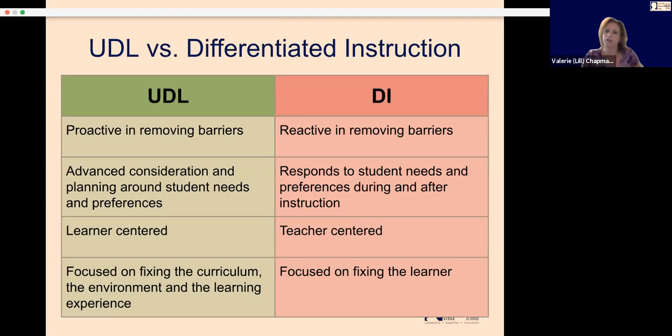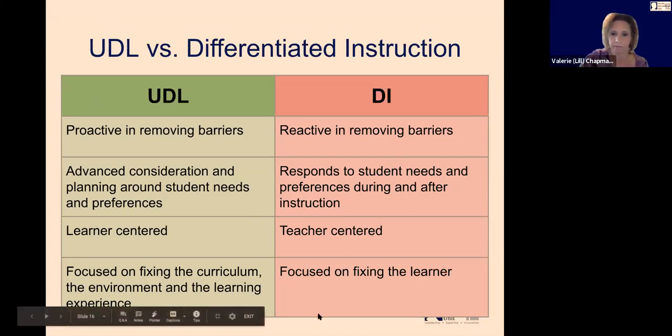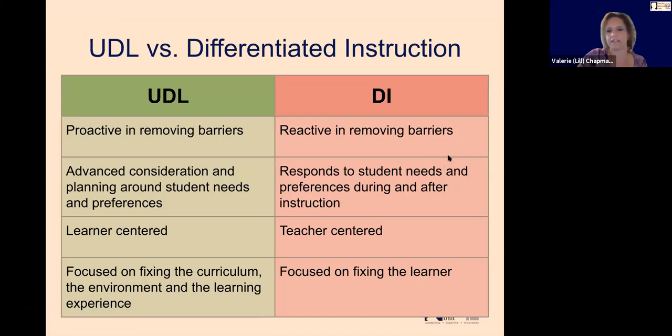UDL is centered on the learner. The learner makes the choices and gets options, whereas differentiated instruction is teacher-centered, in that the teacher is the one who's deciding what groups they belong to, or what instruction they need to meet the expectations.